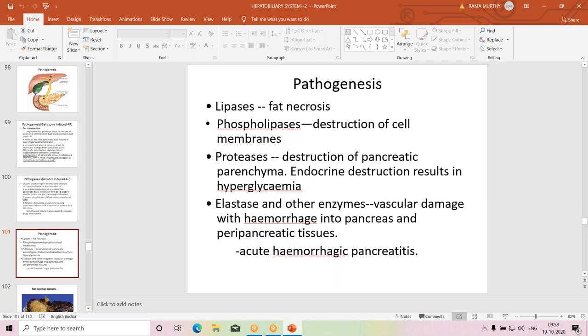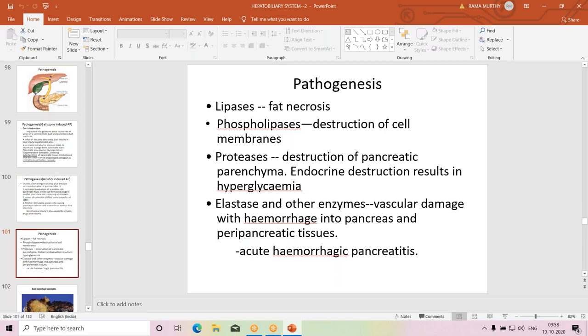Phospholipases are present in cell membranes, so these enzymes cause destruction of the cell membranes. Proteins are present widely, intracellularly and extracellularly, so proteases cause destruction of pancreatic parenchyma and other tissues also. And in severe cases, they also cause destruction of the endocrine islets of Langerhans. When the beta cells are destroyed, that will produce hyperglycemia, that is diabetes mellitus. That occurs in severe cases when the islet beta cells are destroyed; diabetes mellitus appears.